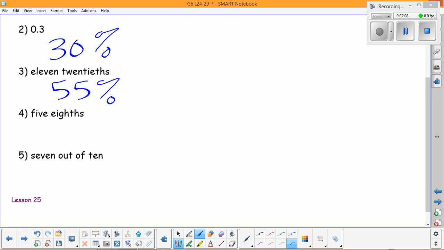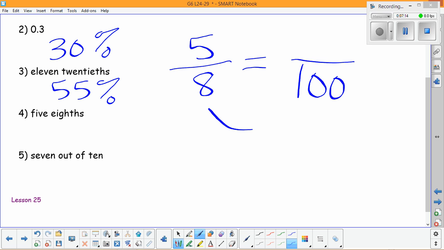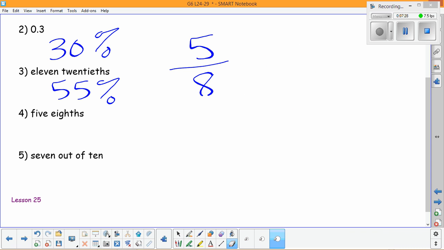All right, 5/8. This is a special case. There is no number, well, there is a number, but it's not a nice even number, that I can multiply by 8 to give me 100. So therefore, my method falls a little short. But we know that any time I write a fraction, it can be written as a decimal. And that's something that we learned last year.